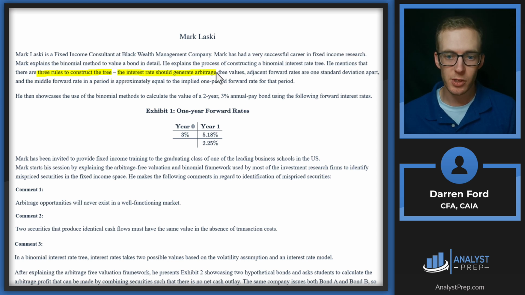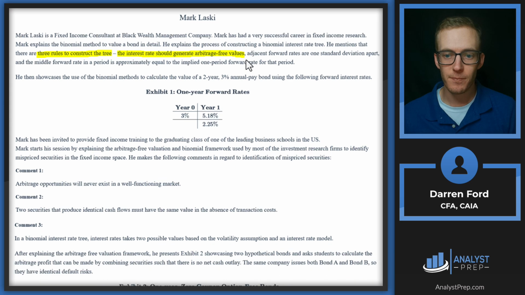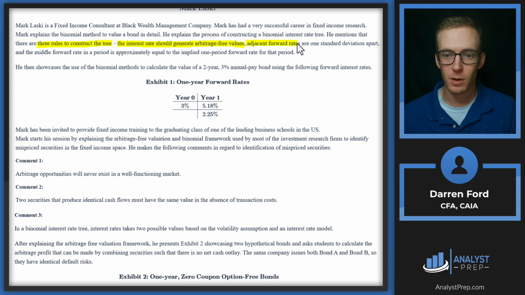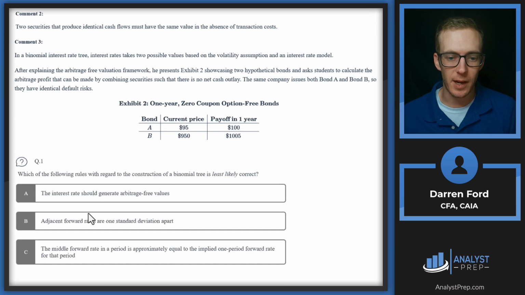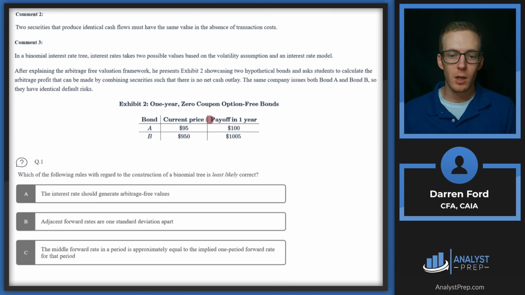So the interest rate should generate arbitrage-free values. Adjacent forward rates are 1 standard deviation apart, and the middle forward rate in a period is approximately equal to the implied 1 period forward rate for that period. So let's just make sure these line up with our answer. Interest rate should generate arbitrage-free value. Adjacent forward rates are 1 standard deviation apart, and the middle forward rate is approximately equal to the implied 1 period forward rate for that period.